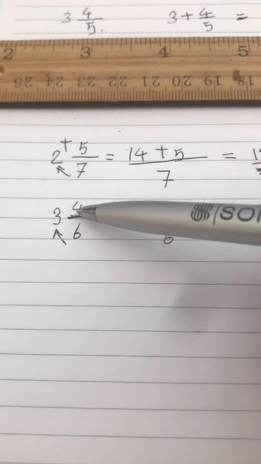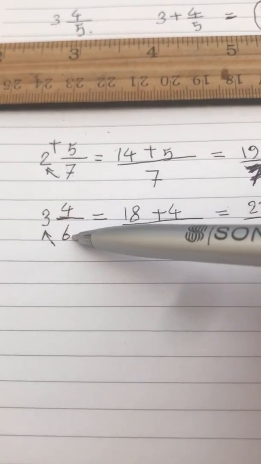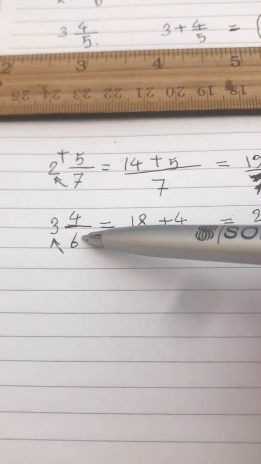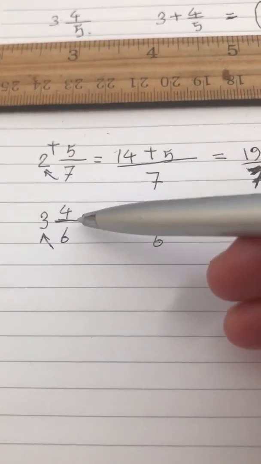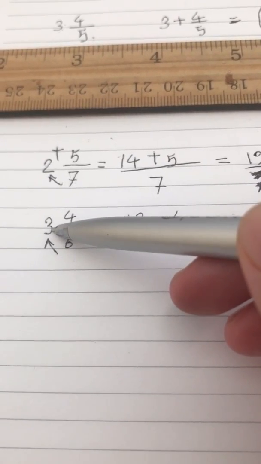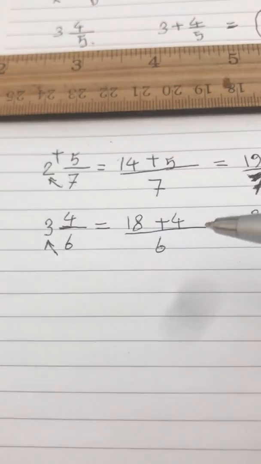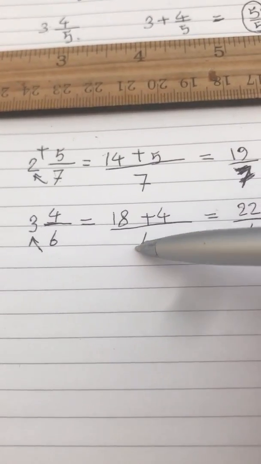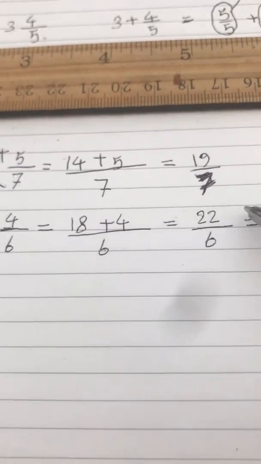Here, your whole number is 3, and then you have this fraction, which could be simplified, but I didn't because I wanted to simplify it at the end. So denominator times the whole number, 6 times 3 equals 18, plus your numerator 4. Denominator stays the same. So you have 18 plus 4, 22 over 6.